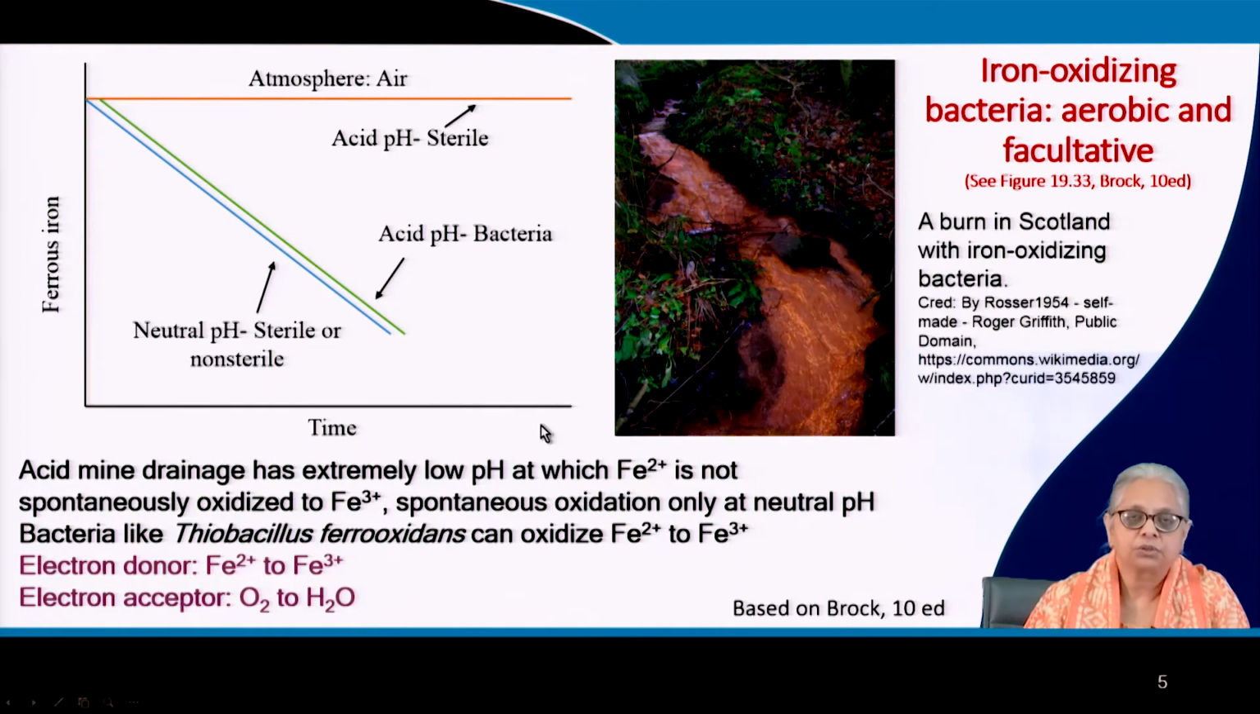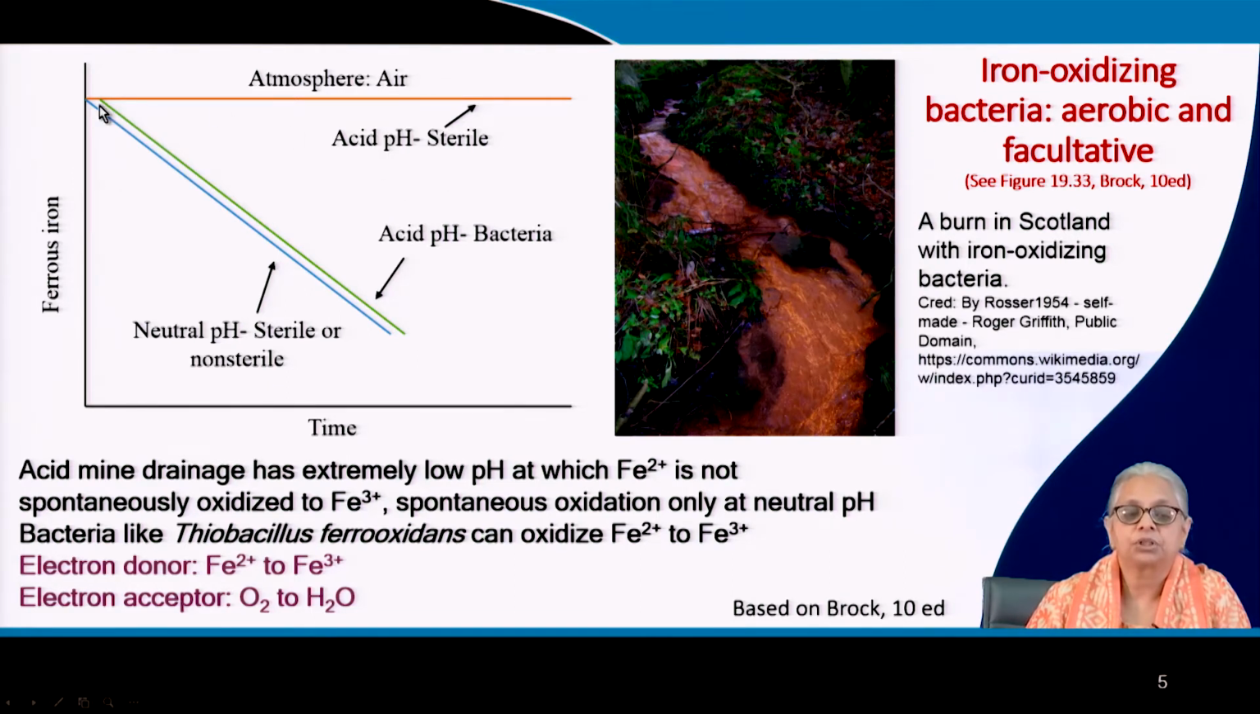So this graphic shows us a conceptual way of showing that the oxidation of ferrous iron to ferric iron is spontaneous only under neutral conditions. So you can see these two lines which show the decreasing ferrous iron concentration under neutral pH. Whether the bacteria are present or not present, it doesn't matter. It's a spontaneous chemical reaction.